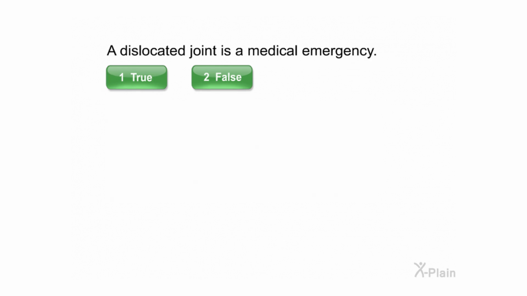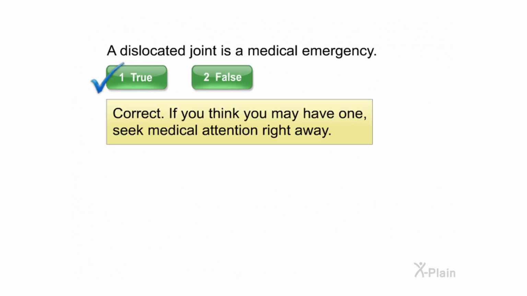A dislocated joint is a medical emergency. Select true or false. Correct. If you think you may have one, seek medical attention right away.